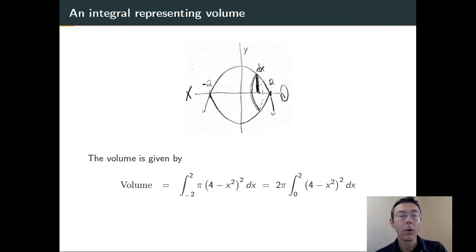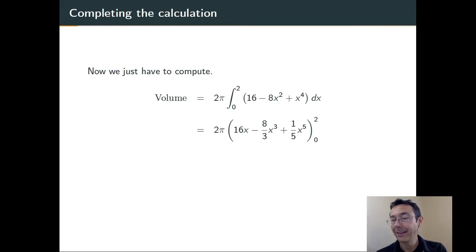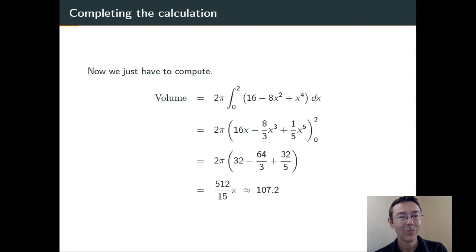One little trick here. I'm going to integrate from 0 to 2, get that volume, and then double it. So find the volume of half of this thing, and then multiply it by 2. This is going to make the integration just a tiny little bit easier when we go to evaluate the limits. In order to evaluate this integral, I'm going to FOIL out the squared parentheses to get 16 minus 8x squared plus x to the 4th inside the integral. And then we're going to anti-differentiate each term in that polynomial. I raise the power by 1 and then divide by the new power. Plug in the limits of integration. Simplify a tiny bit to get 512 pi over 15, about 107.2.